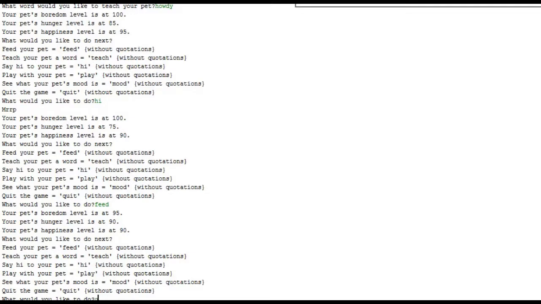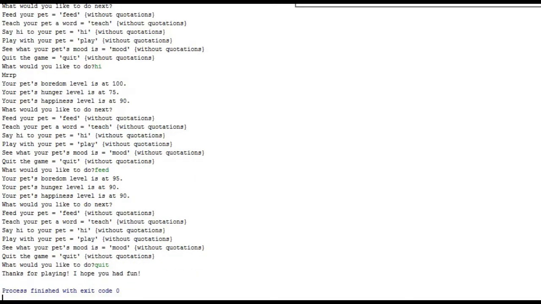So if I wanted to quit the game right now, I can just type in quit, hit enter, and it says, "Thanks for playing, I hope you have fun." So that is essentially how you play my game. You can just keep interacting with your pet over and over again until the end of time, or until it dies or runs away, or whenever you get bored you can just quit. So yeah, let's move on.